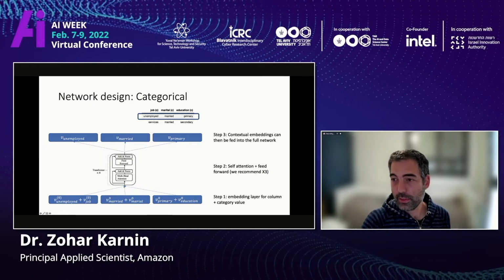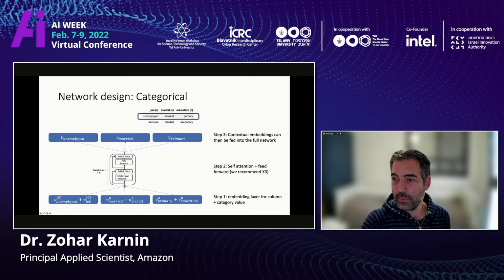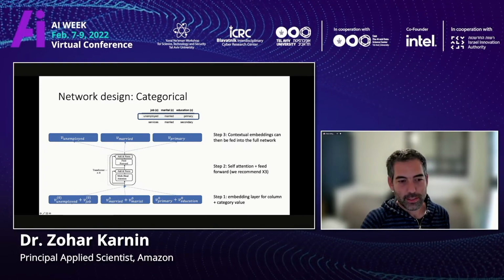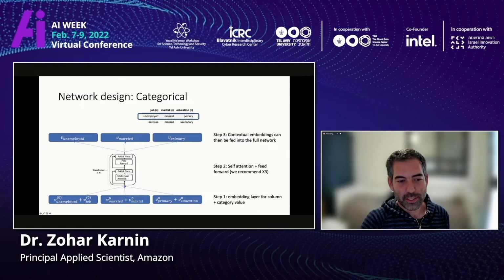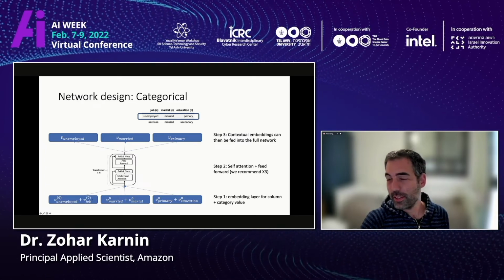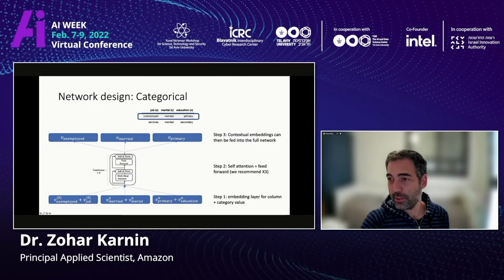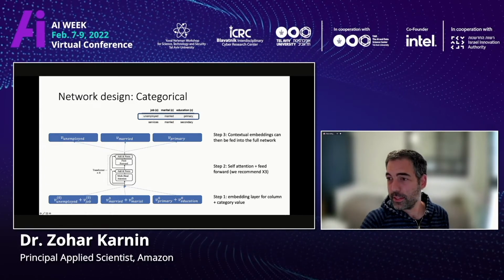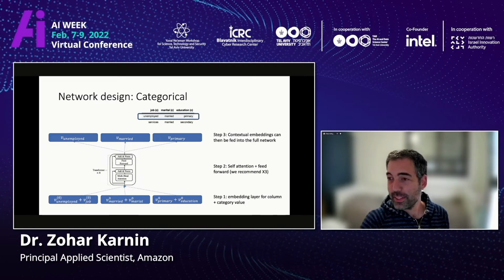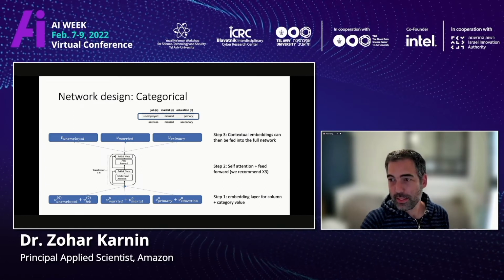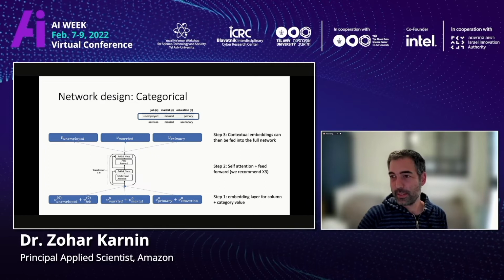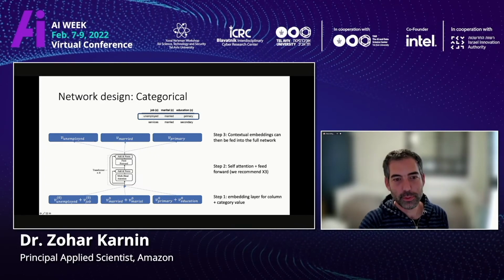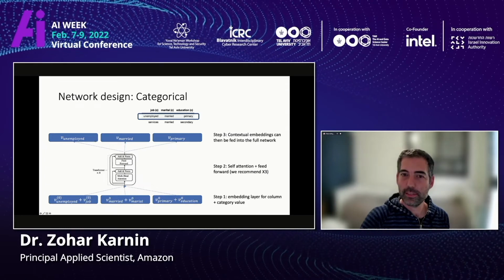But this part actually helps with infrequent categories, because if I regularize it, then categories that don't appear are just going to get a zero vector here, and I'm just going to use the embedding of the entire column, right? Now, the next step is self-attention. If you don't know what that is, I won't get into it, but it's basically a way to mix all these embeddings together in a data-dependent way. And the output, these are the contextual embeddings.